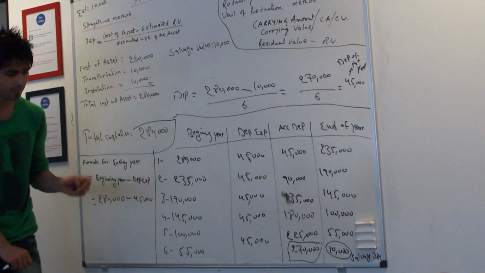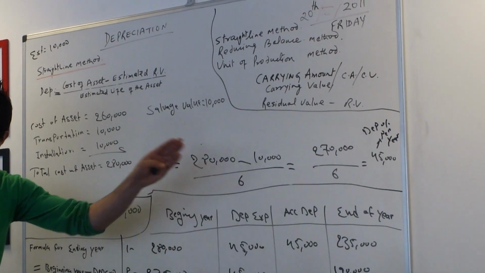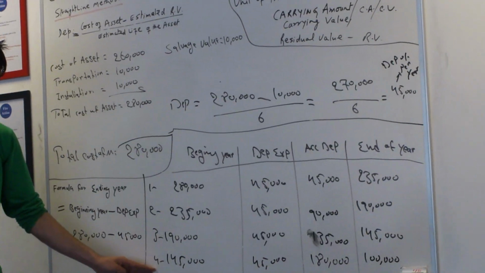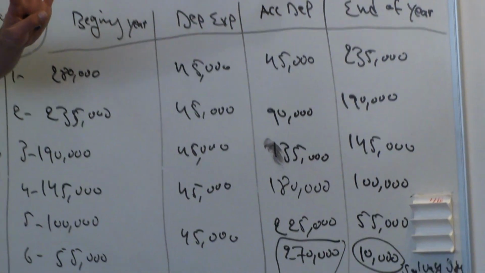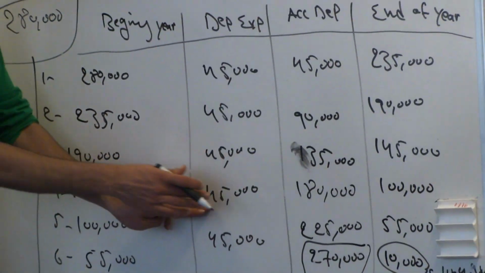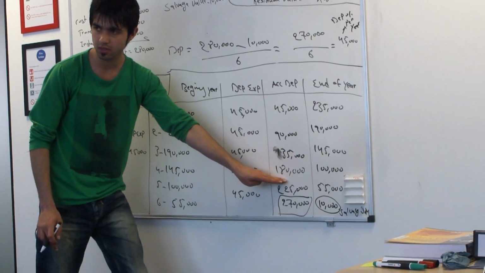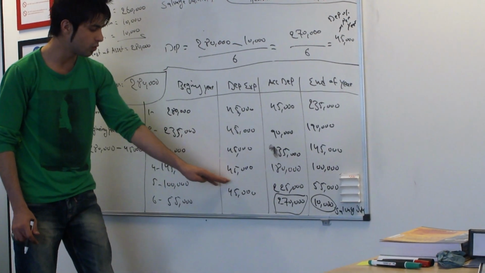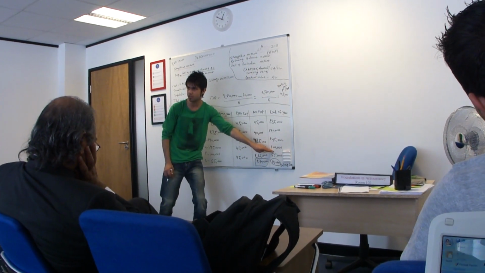Clear up to here? Same. For the 4th year, we carry that amount to the start of the 4th year. Now we add depreciation expense because it's the same amount each year. When we add 45,000 to 135,000, it becomes 180,000. When we minus 45,000 from 145,000, it gives us 100,000.